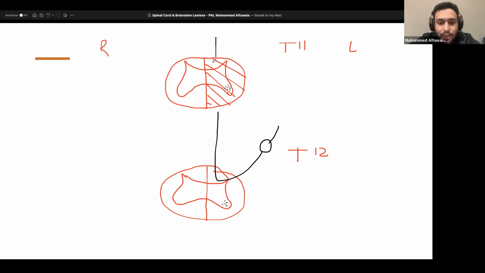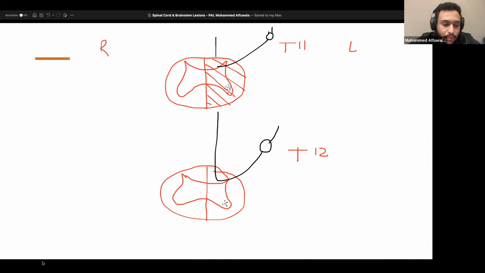At the same time, at the level of the lesion, sensation of vibration and proprioception won't be able to come into the level of the spinal cord, so you won't have this. Because of this, at the same level of the lesion, ipsilaterally, you'll have loss of vibration and proprioception. So it will be ipsilateral all the way, at the level of the lesion and below it, since there's no crossing over.